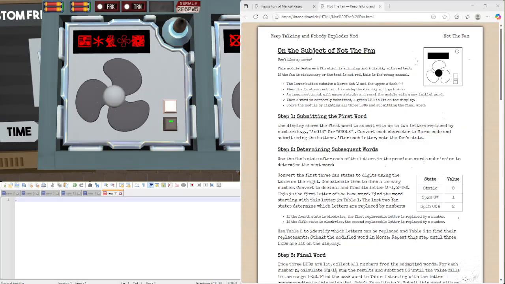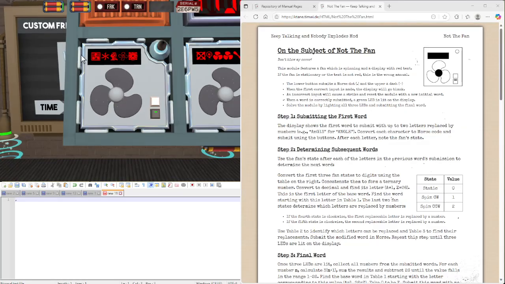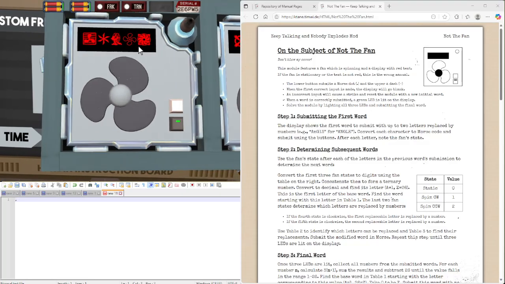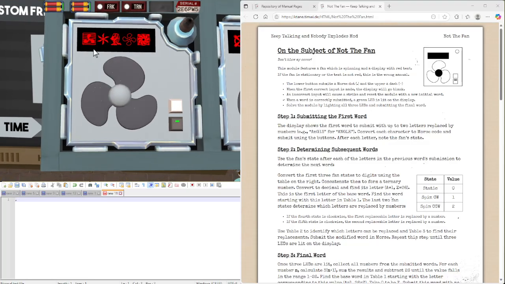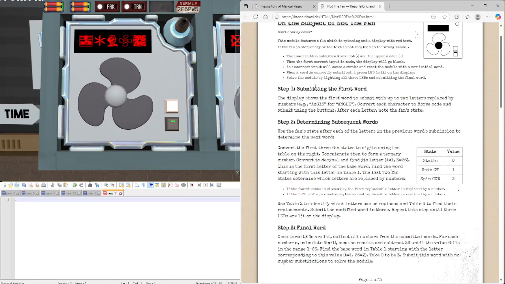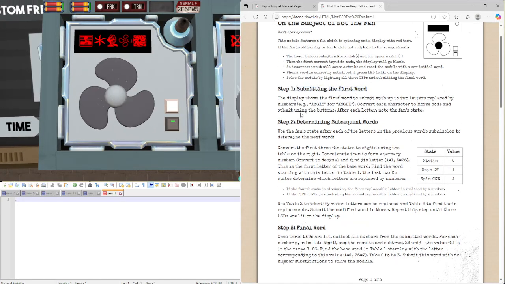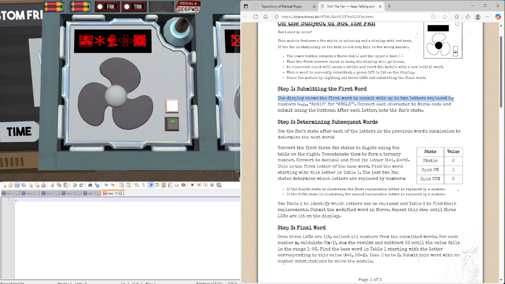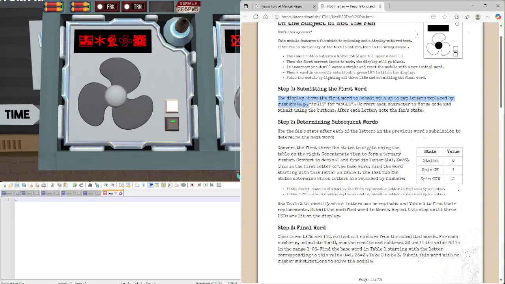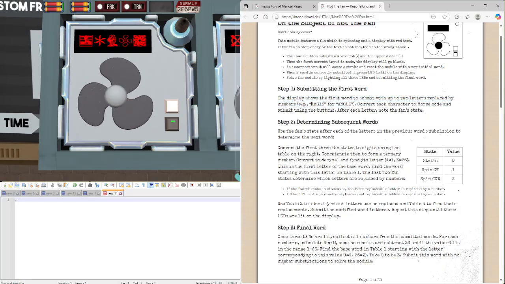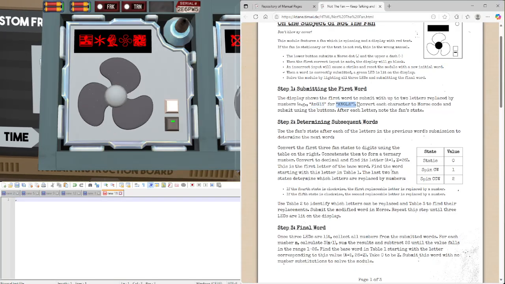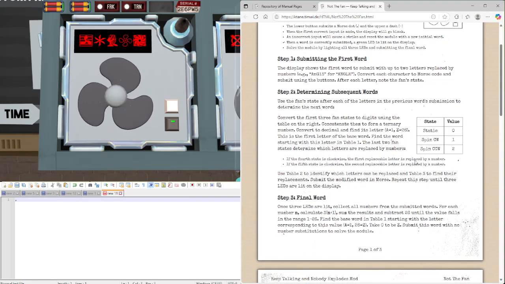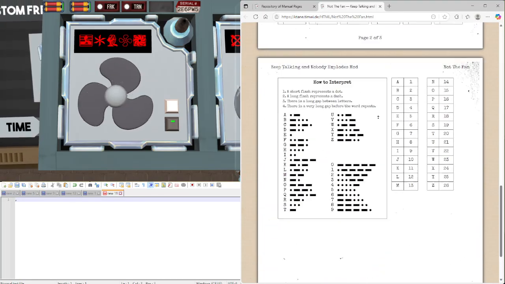So, this is what it will look like. The fan will be spinning, and we'll have some letters up here encoded by these fan symbols. The first step is to submit the first word. The display will show the first word to submit with two letters replaced with numbers, for example, ANG13 rather than angle. We convert each of these into Morse code, which can be seen down here.